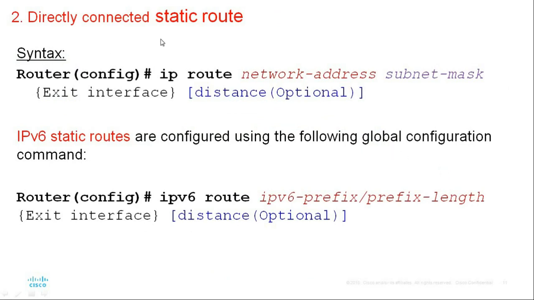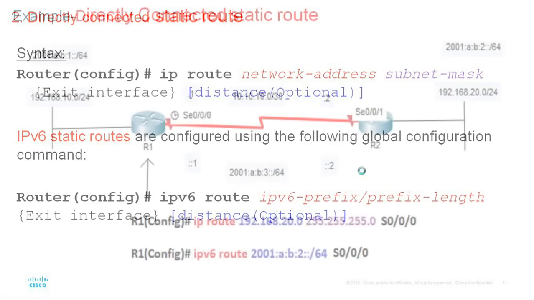The next one is the directly connected static route. So now, what is the syntax for the directly connected static route? Everything is the same. Instead of the next hop, we write only the exit interface. See here, IP route followed by the network address and subnet mask, that is the remote network address and remote subnet mask, followed by the exit interface, followed by distance, which is optional. For IPv6 it is also the same: IPv6 route, IPv6 prefix slash prefix length, meaning the total network, and the exit interface we are going to use. The distance is optional.